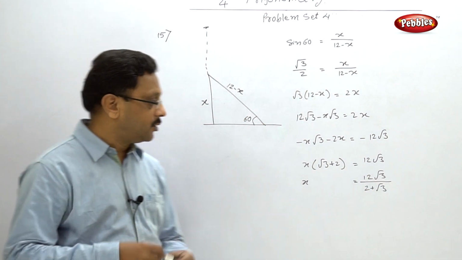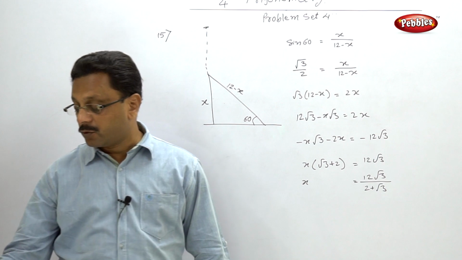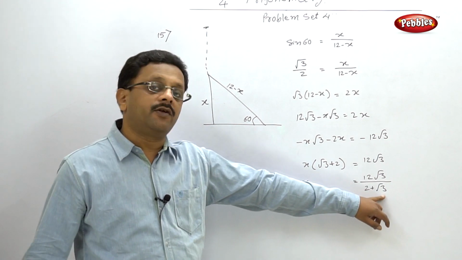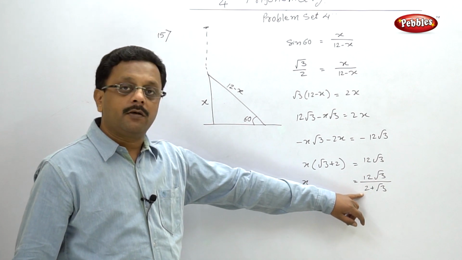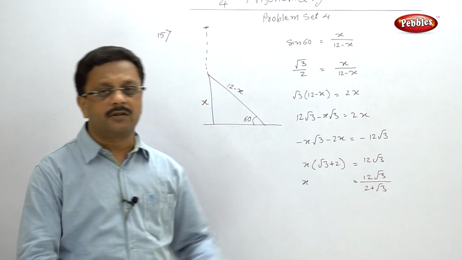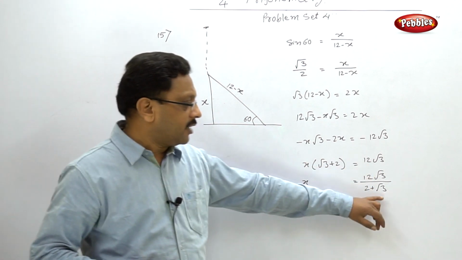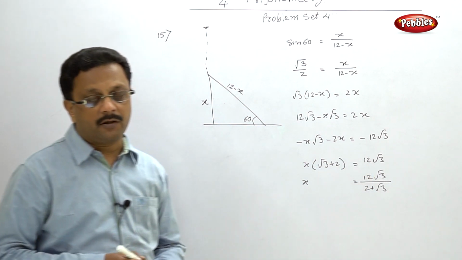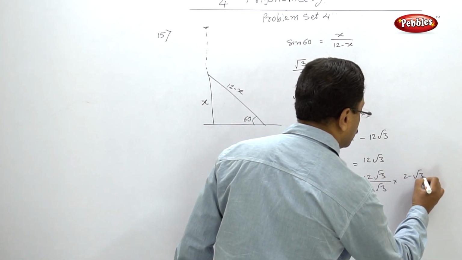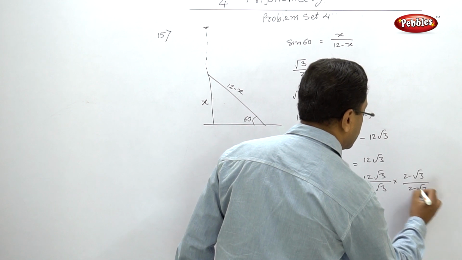Now the problem is you can easily take, because the value of root 3 is given 1.73. But if you substitute value 1.73 here, the denominator will be 3.73. And dividing by 3.73 is difficult. So let us rationalize this denominator. How do we do that? Just multiply by 2 minus root 3 upon 2 minus root 3.